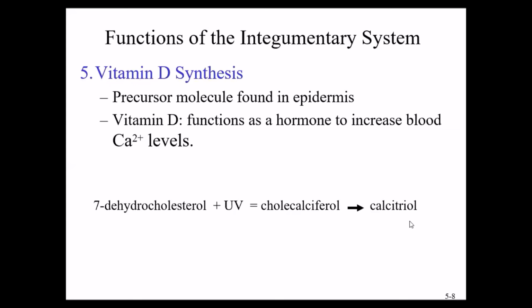There's a chemical pathway that it follows to produce vitamin D, but the necessary catalyst for this reaction is UV radiation, which is picked up in the skin. Now, vitamin D is important because it works like a hormone to help balance and increase your calcium levels in the body.